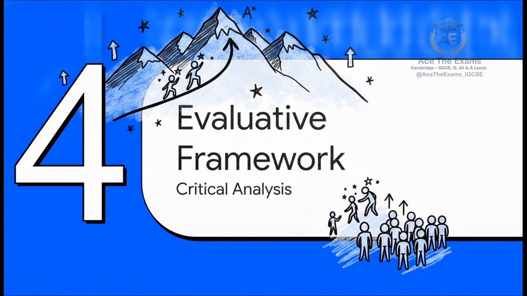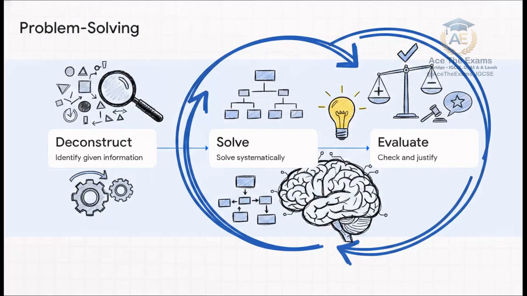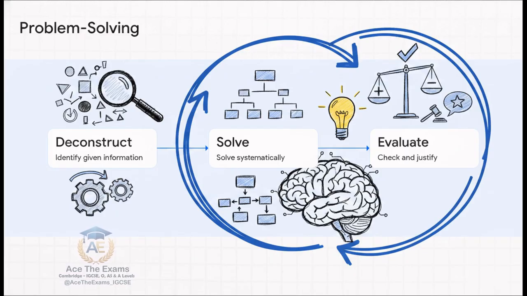Section 4, Evaluative Thinking Framework. Let's move to the absolute summit of the grading criteria. This is what separates the A-star candidates from the rest of the pack. Mastering critical analysis requires a core problem-solving loop. Deconstruct, solve, evaluate. First, you deconstruct by identifying the given information and breaking it into logical steps. Then, you solve systematically. Finally, and this is genuinely where the magic happens, you evaluate. You check your findings for reasonableness, and you make justified recommendations.